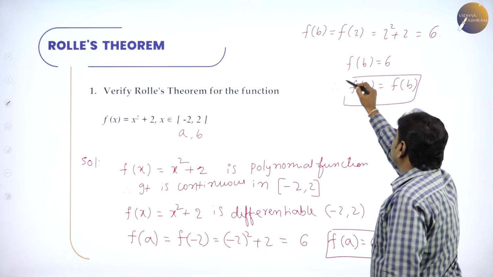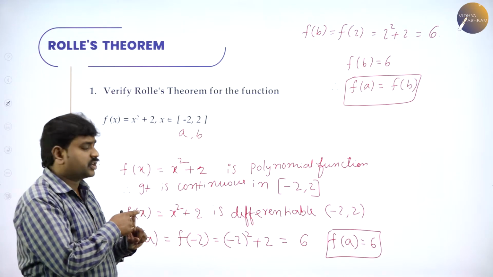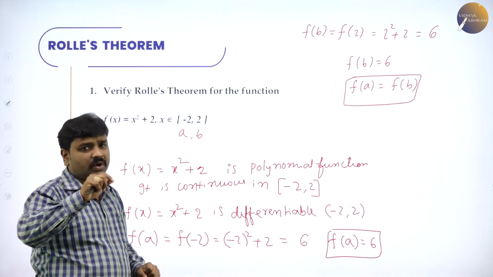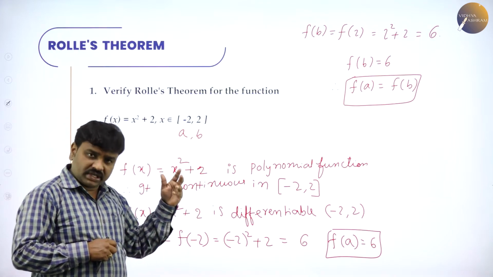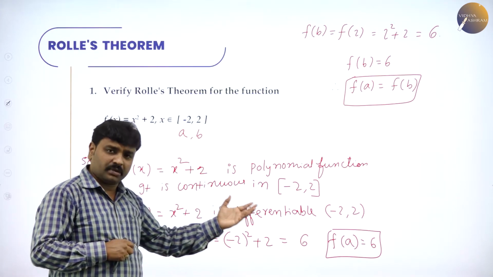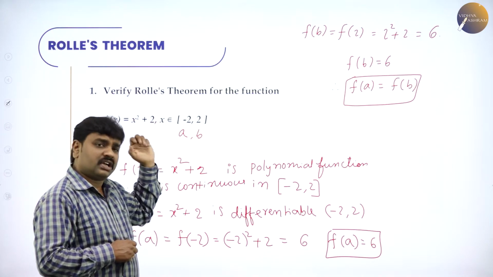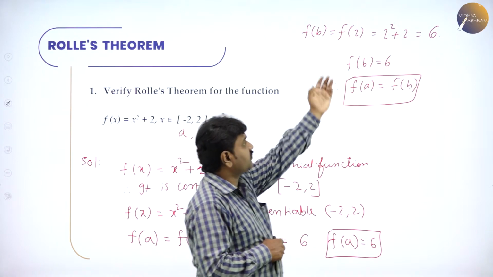According to Rolle's theorem, 3 conditions have to be satisfied, and all 3 are satisfied. First, it should be continuous in the closed interval. It is continuous because it is a polynomial function. It should be differentiable in the open interval. It is differentiable again because it is a polynomial function. Then third, f of a should be equal to f of b. Here f of minus 2 and f of 2 both give you 6. F of a is 6, f of b is also 6.